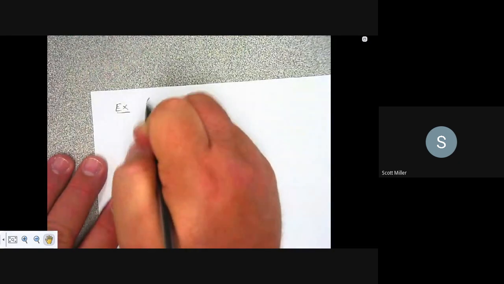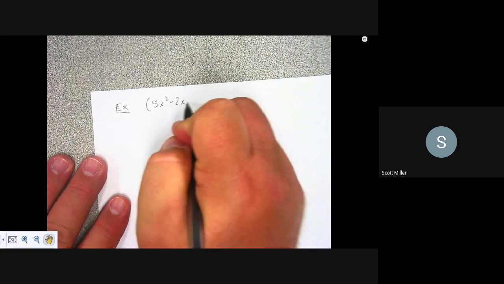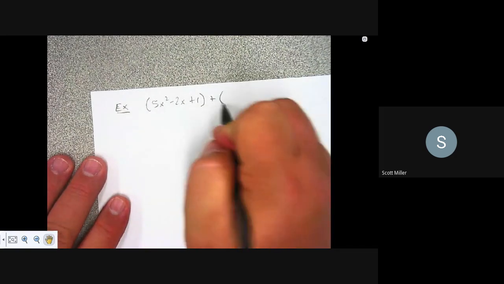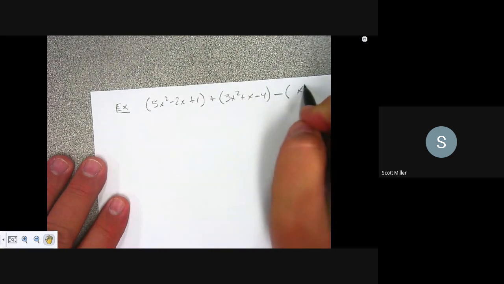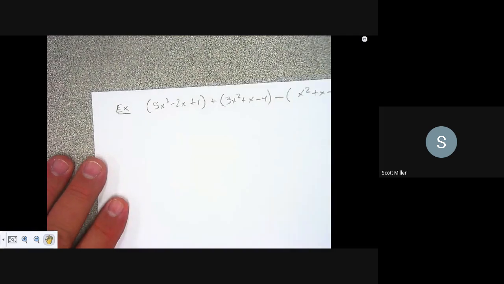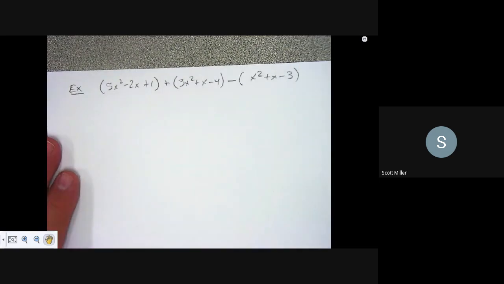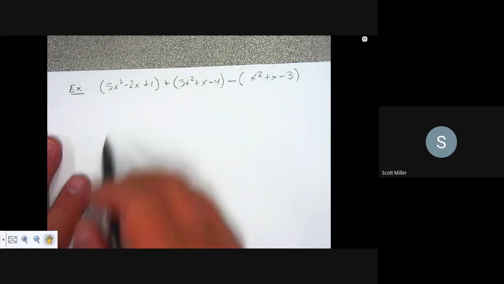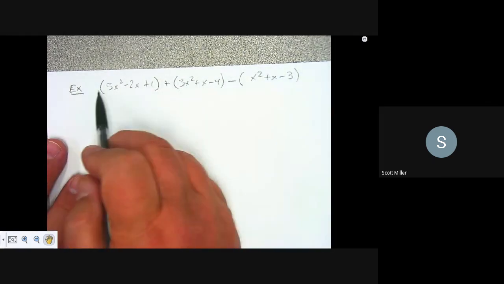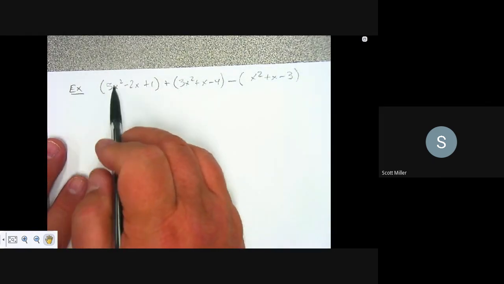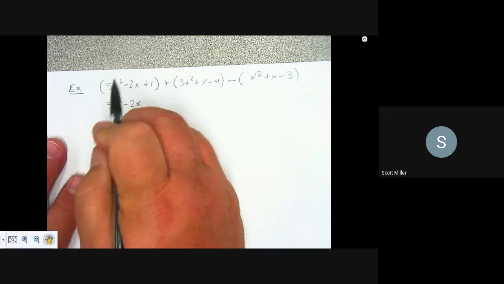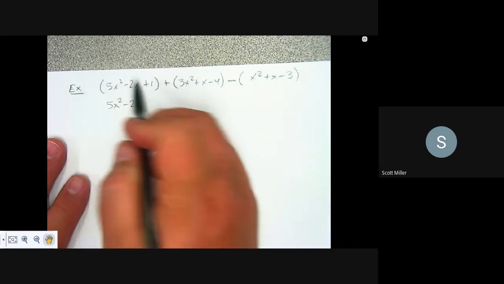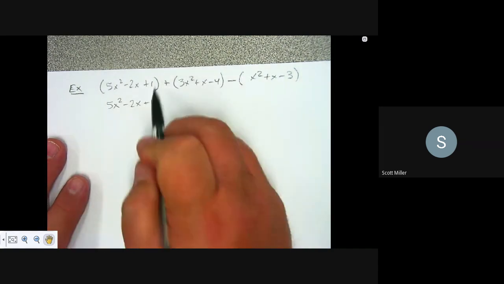So here's a polynomial, 5x squared minus 2x plus 1, plus 3x squared plus x minus 4, minus x squared plus x minus 3. So I have this sum and subtraction of these polynomials. And so I have to get rid of the parentheses. I look at this one, there's nothing in front of these parentheses, so these parentheses can just be dropped. If there was a number in front, I would have to distribute. If there was a minus sign in front, I would have to distribute. If there's nothing, I can just drop the parentheses.